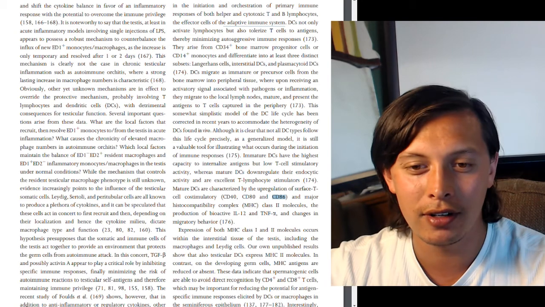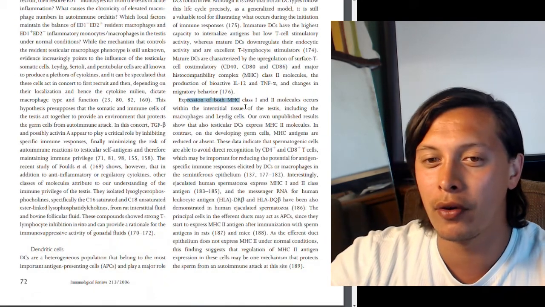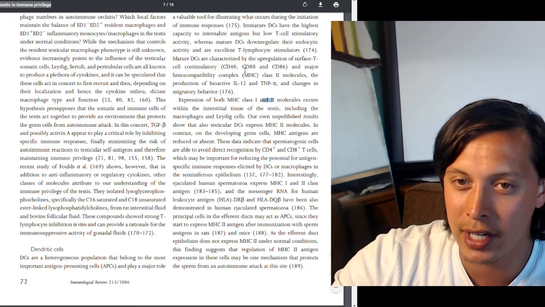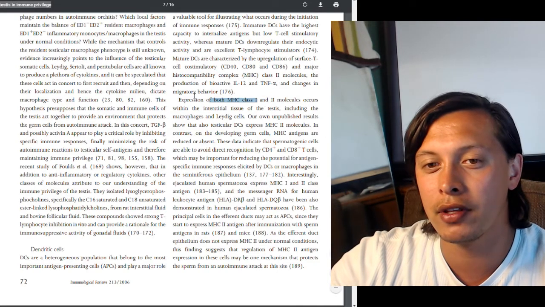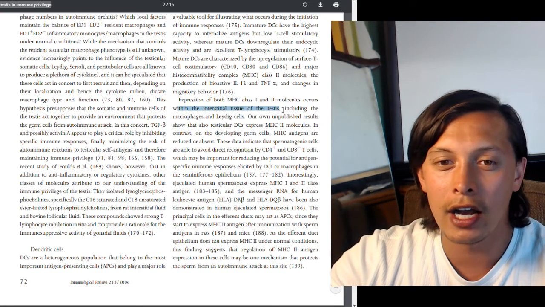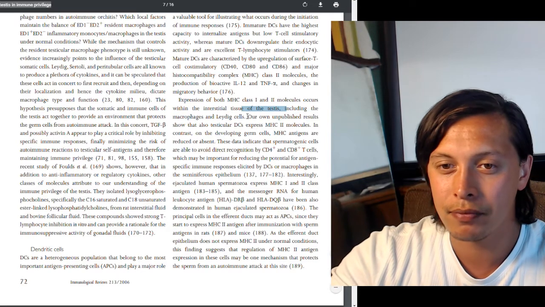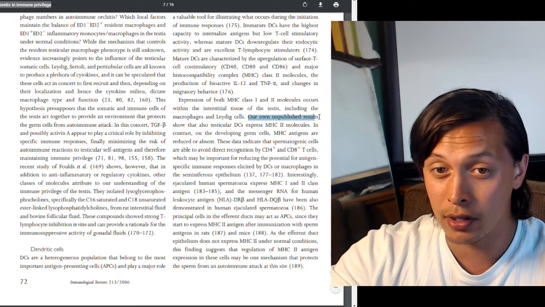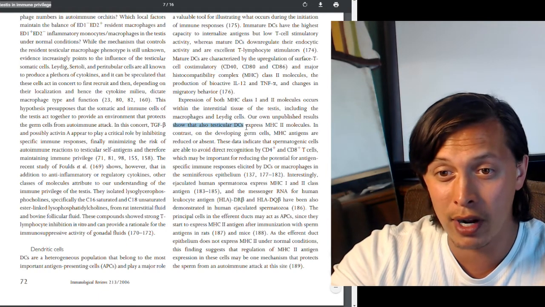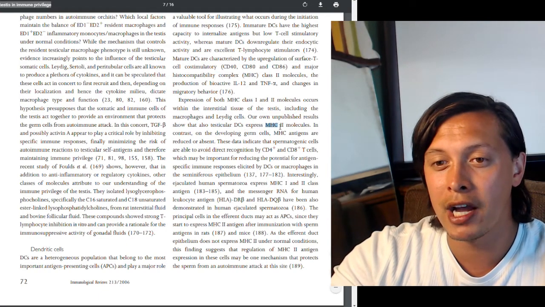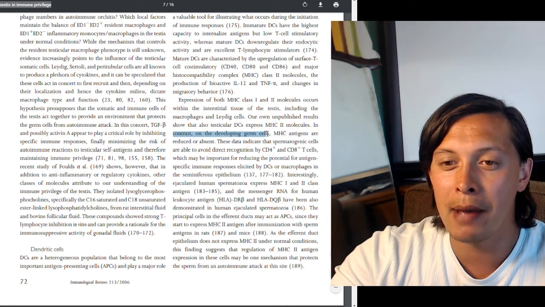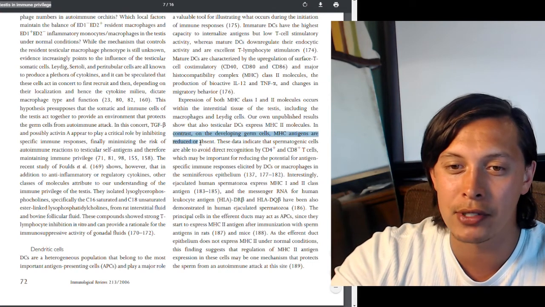Anyways, I'm going to continue. Expression of both MHC class 1 and 2, and remember those are the major histocompatibility complex, occurs within the interstitial tissue of the testes, including the macrophages and Leydig cells. Our own unpublished results show that also testicular dendritic cells express major histocompatibility complex 2 molecules. In contrast, on the developing germ cells, MHC antigens are reduced or absent.